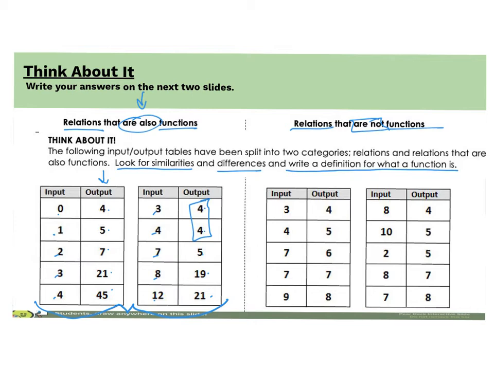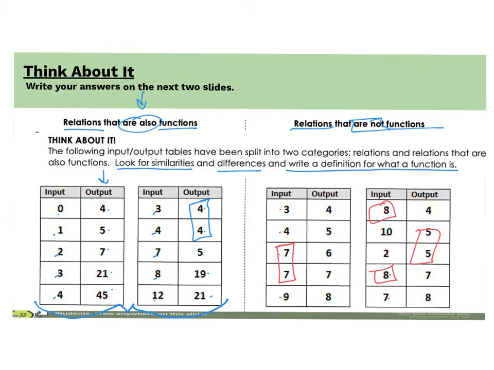So now let's look at our relations, and I'll switch to red for the relations. These are not functions. So I have 3, 4, 7, 7, 9. So I have a repeat here, but this time it's an input that's repeating. And then I have 8, 10, 2, 8, 7. So I have another repeat for an input. And then when I look at my outputs, I have 4, 5, 6, 7, 8. Nothing really special. 4, 5, 5, 7, 8.